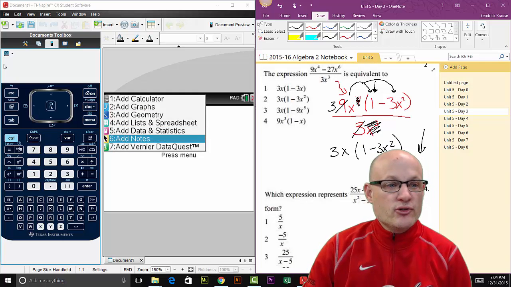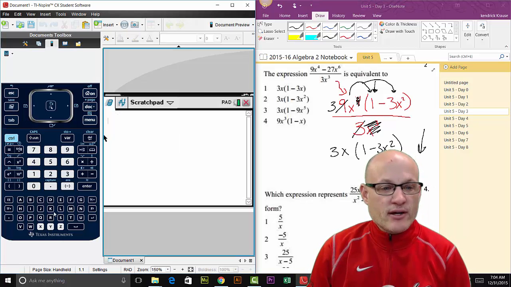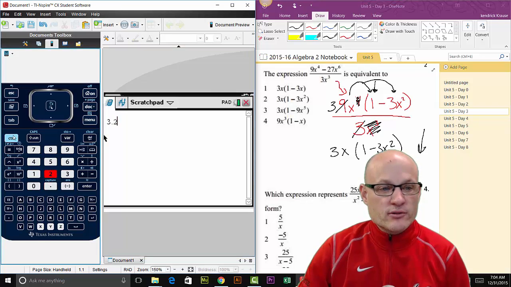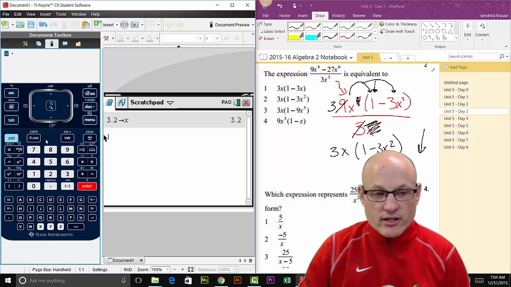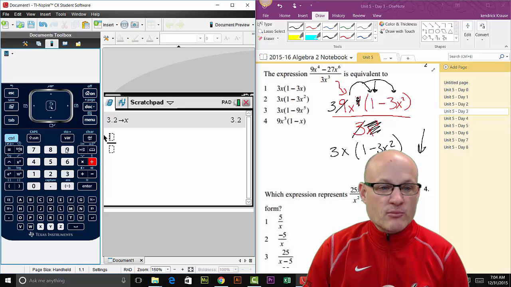Let's see. So what we're going to do is go to calculator mode. And we're going to take any value. Now, I like to take obscure values like 3.2 and store it in x. Don't ever pick 1 or 0. You can't pick anything that's going to make the denominator undefined as well. That will give you a big problem. So then we're going to just type in the original problem. The original problem was 9x raised to the fourth minus 27x raised to the sixth all over 3x cubed. And we're going to get like 4 as our answer.